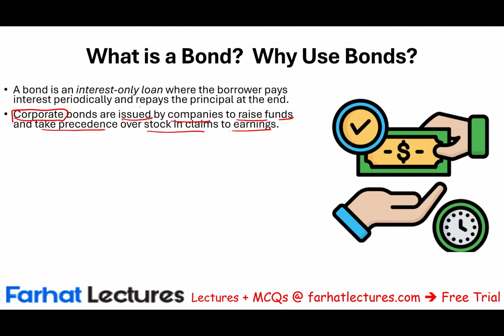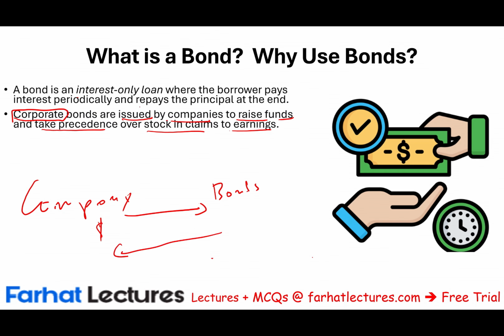For example, bonds are issued by companies, by corporations, to raise funds and take precedence over stock claims to earnings. So we have a company here, and that company wants money. So what they do, they sell bonds, which promise to pay interest and give you back your money at the end. And the, let's call them creditors, the people that buy those bonds, they give you money. That's what it is. You give them the bonds, they give you money. The bond is a form of borrowing.